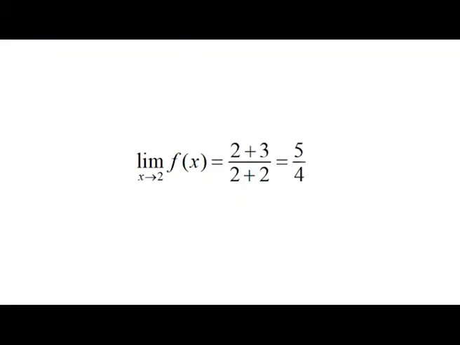Thus, by substituting x equal to 2, limit of f of x as x approaches 2 is (2 plus 3) upon (2 plus 2), equal to 5 upon 4. As limit of f of x as x approaches 2 exists, but f of 2 does not exist, f has a removable discontinuity at x equal to 2.